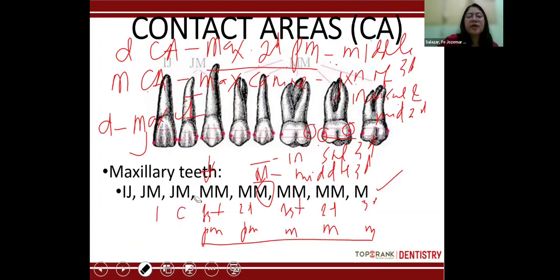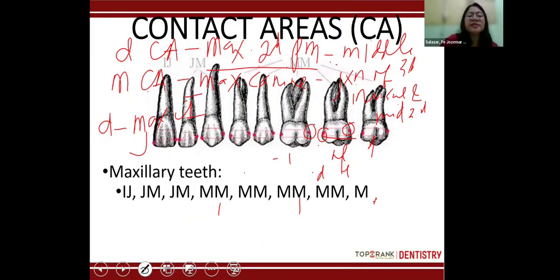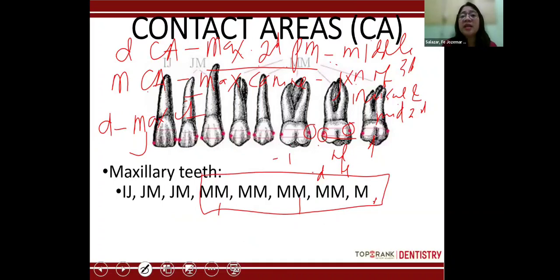So, when we memorize this mnemonic, just memorize the anteriors, right? Because all of our posteriors are in the middle third, so you don't really need to memorize them. So, how do you memorize it? IJ, JM, JM, M. IJ, JM, JM, all the rest M. Okay, correct? It's so easy now.